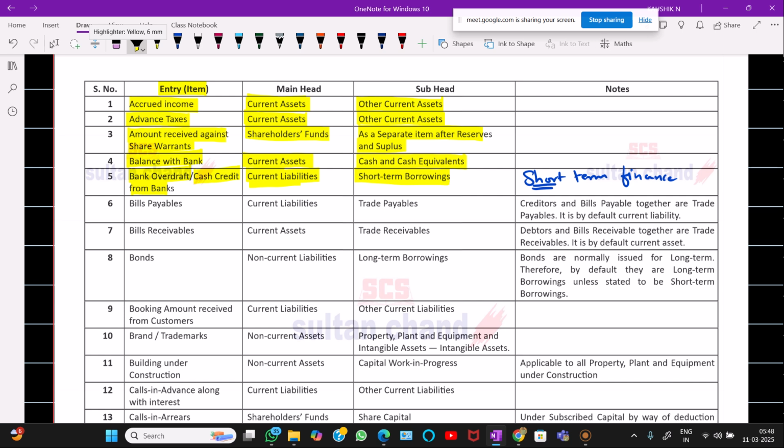The first five items. No, sir. Right. Moving on to the sixth item. What is given to us? Bills payable. So you know very well that anything which is a payable is an item of liability. Payable, it's a liability, right? Yes, sir. Okay. So bills payable.